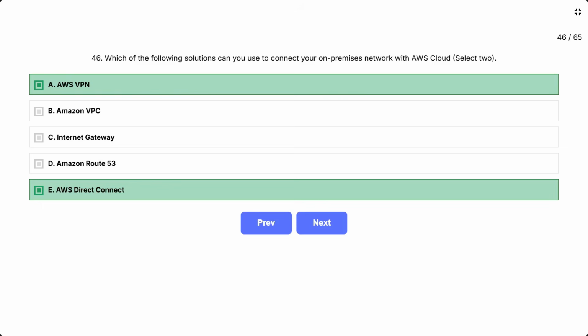Amazon VPC, B, a virtual private network inside AWS, does not connect on-premises to AWS. Internet Gateway, C, connects a VPC to the public internet, not to on-premises networks. Amazon Route 53, D, a DNS service for routing traffic, not a network connectivity solution. Quick memory tip: on-prem to AWS equals VPN, Internet Tunnel, or Direct Connect, private wire.